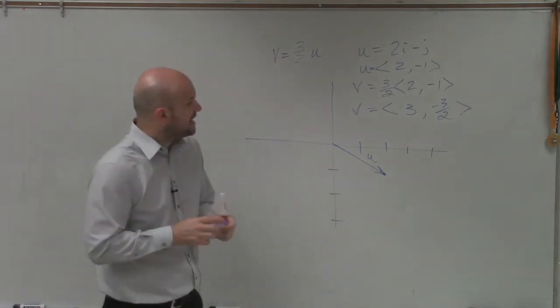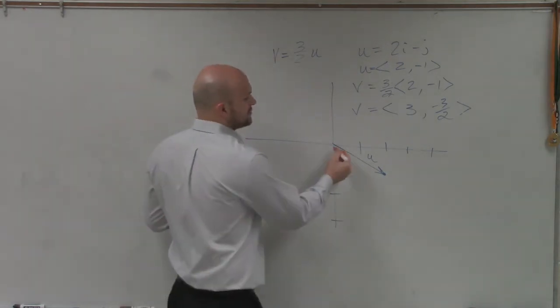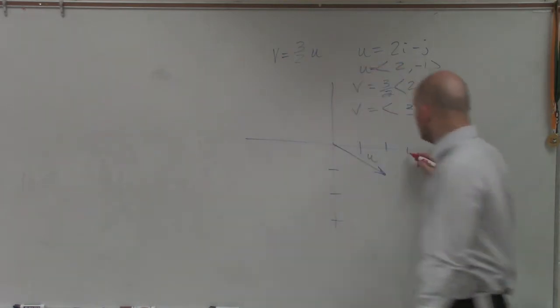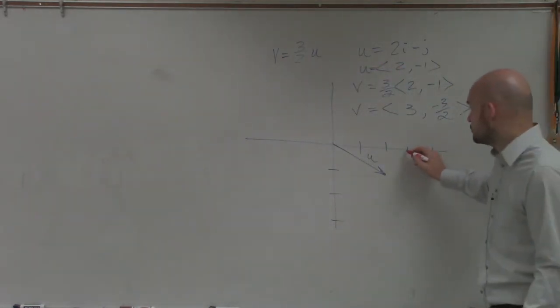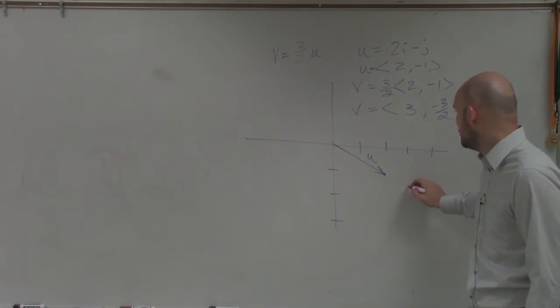So v now says go over 3. So now I'm going to go over 3: 1, 2, 3. And then I'm going to go down -3/2, which is like -1.5, right? So go over 3, and then down 1.5.